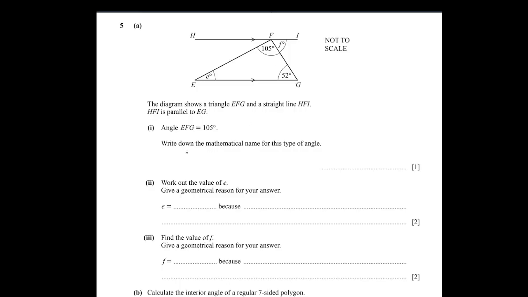EFG. Write down the mathematical name for this type of angle. So this angle is more than 90 degrees but less than 180 degrees. So it is an obtuse angle.